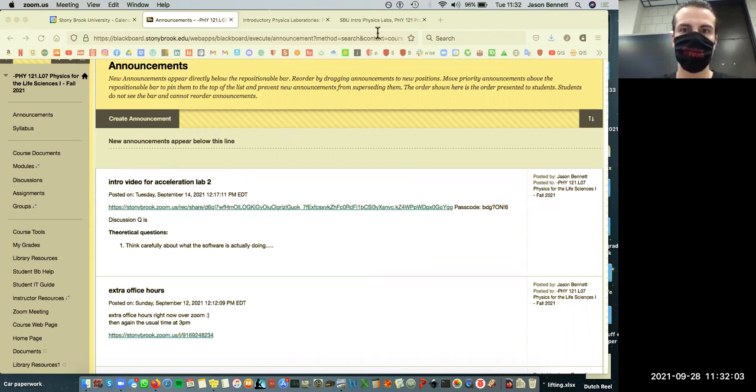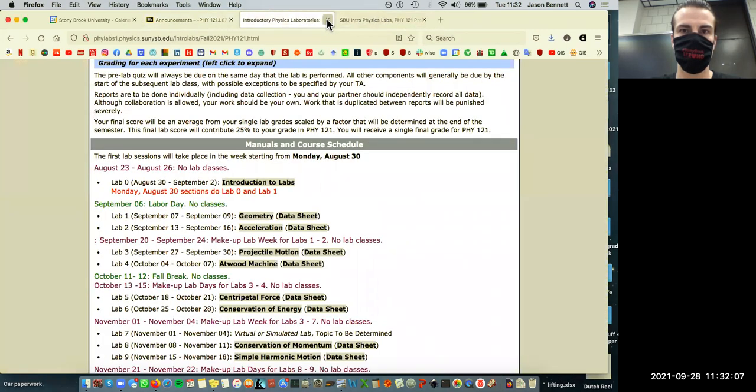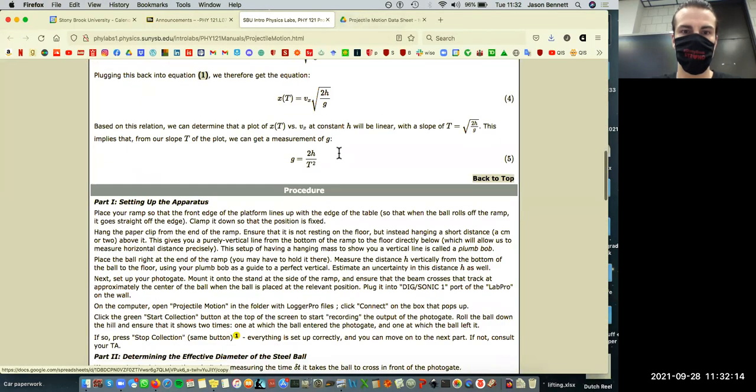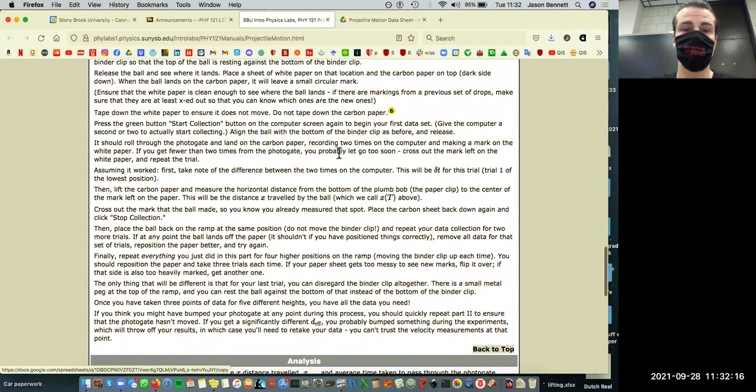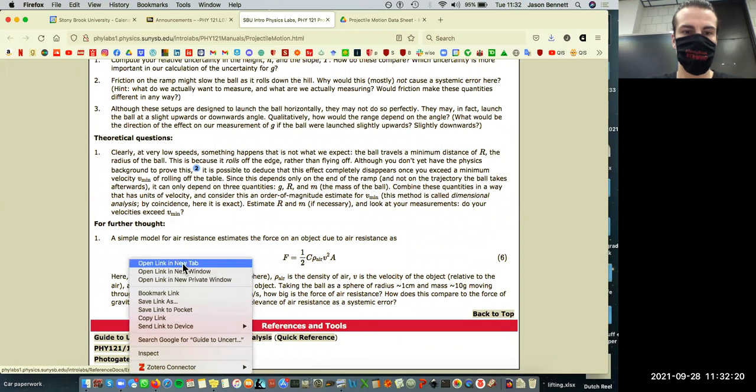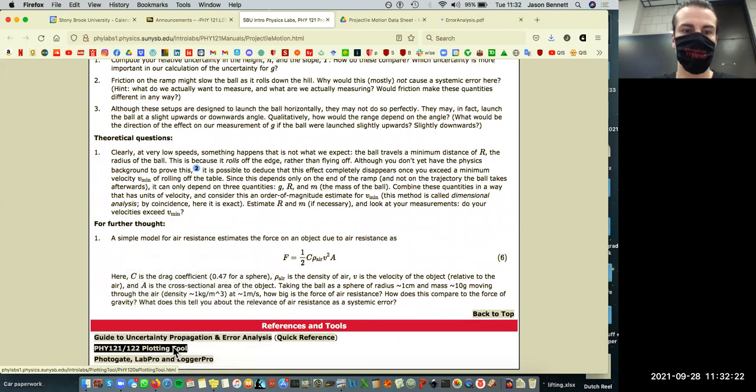So let's head over to the, no, not that, the lab manual first. So we'll open up our Google Sheets. And what else will we need? Lots of Logger Pro, but we can also open up our uncertainty. We'll need that at some point, and open up the plotting tool because we'll need that at some point. Okay.